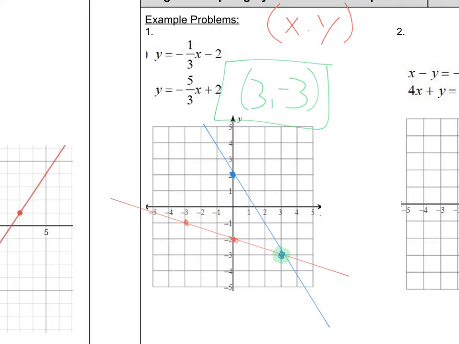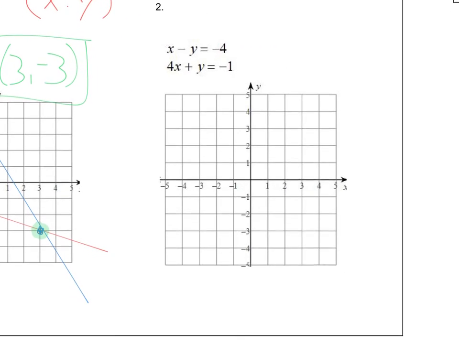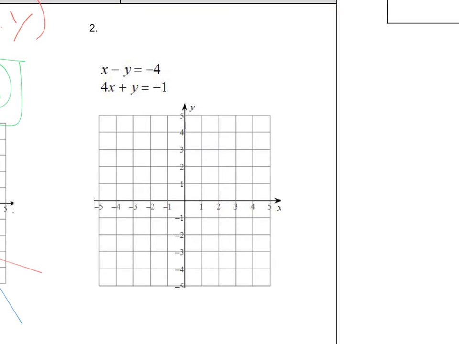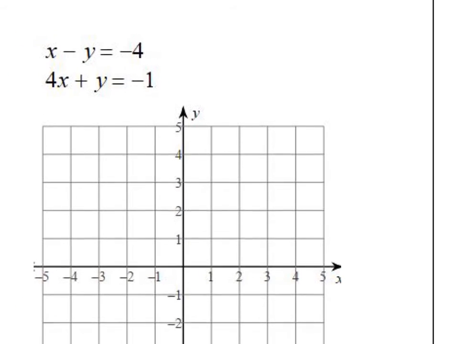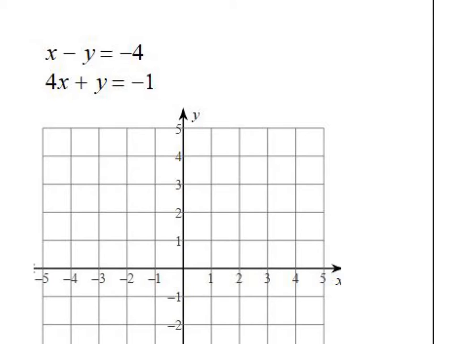If we solve this using algebraic methods, substitution or elimination, you should get the same exact value. All right, next one. x minus y equals negative 4, and 4x plus y equals negative 1. These equations are written in standard form. Standard form is great for finding x and y intercepts, and that's about it. It doesn't really have direct graphing advantages unless you're trying to find intercepts.